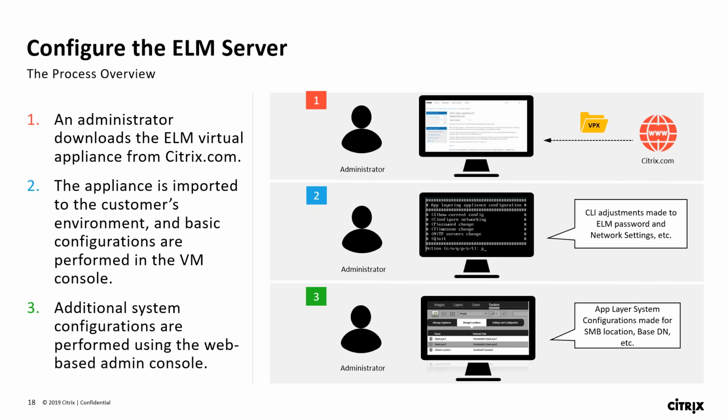You use App Layering appliance configuration to make adjustments to the ELM password, network settings, time zone, and time server, the NTP server. So once you log in and you make those adjustments in the command line, then when you hit save, it restarts that machine. And the new configurations are then applied and take over. At that point, then you can use the GUI.